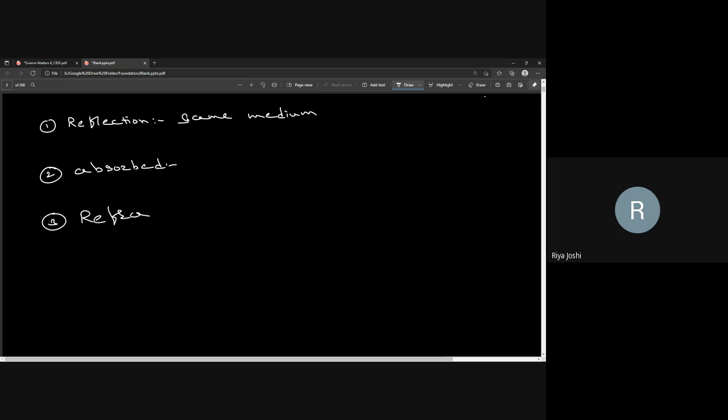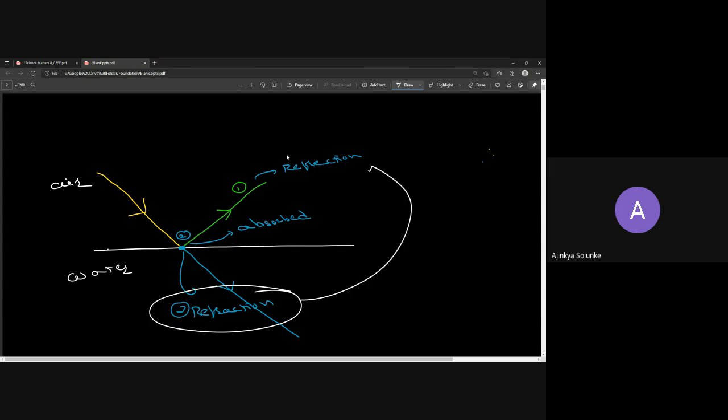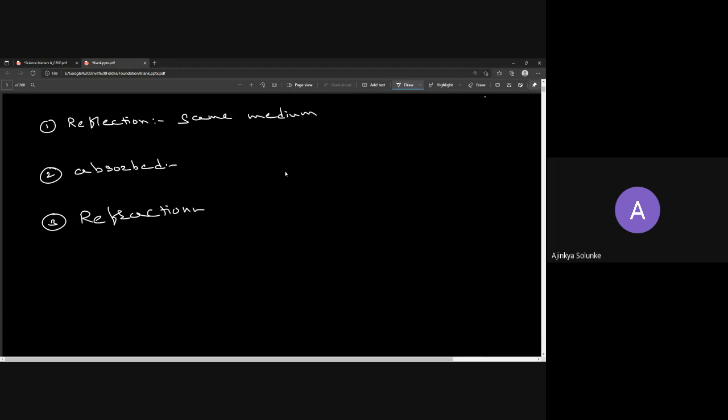refraction. But let us understand this. For example, if this is air, and this is another kind of substance, suppose it is water. For refraction, it is completely opposite to reflection. In reflection, the medium should be the same. But in refraction, it should be different. So the basic condition for refraction is that the medium changes.